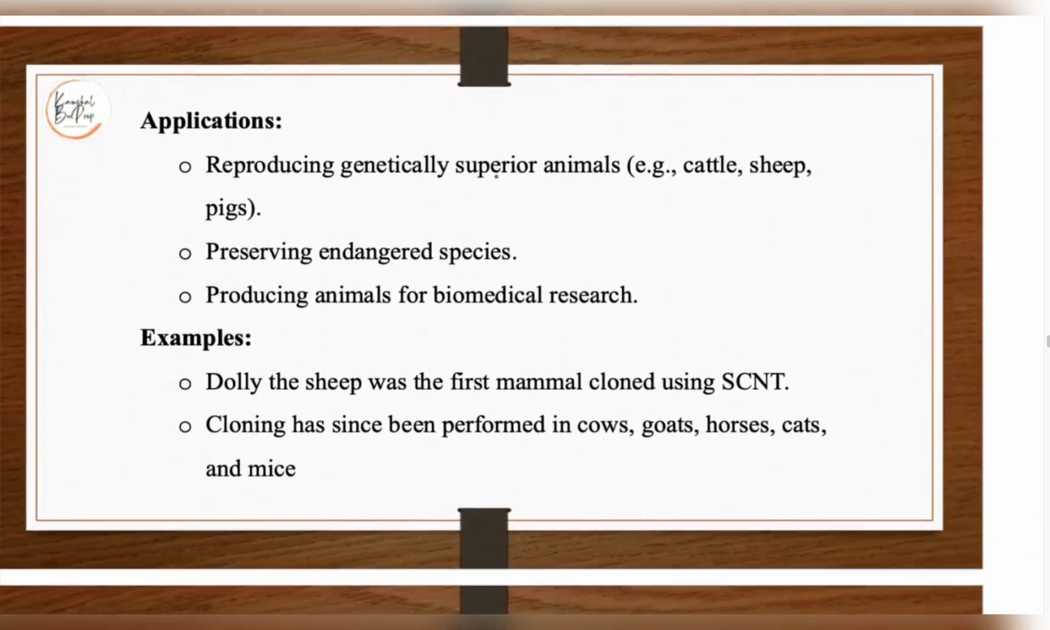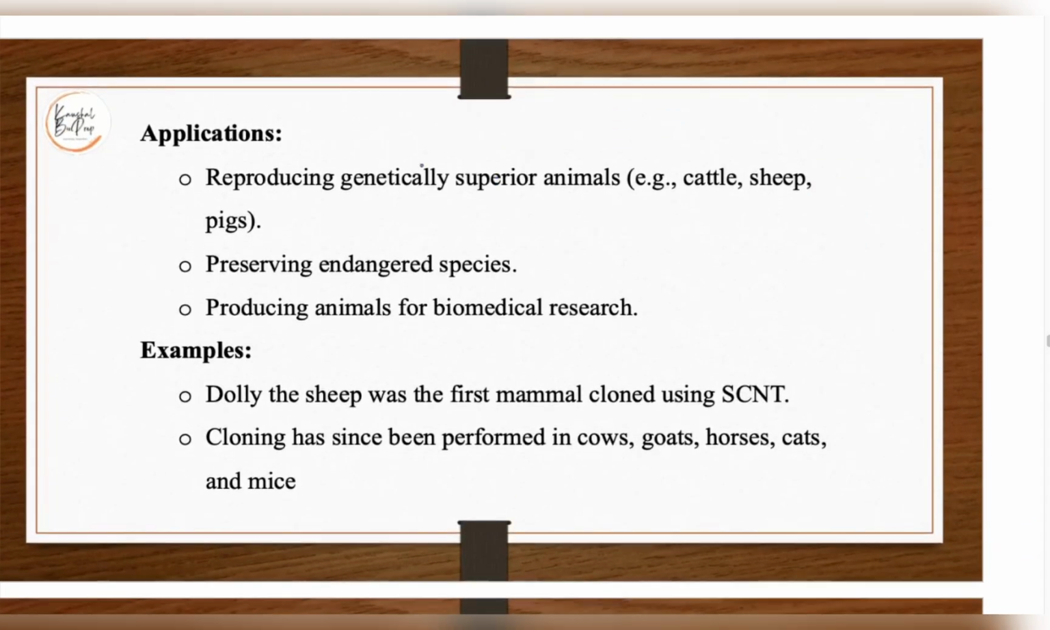Now what is the application of it? Reproducing genetically superior animals, this is the major thing. Even with cloning, but mainly with the transgenic, cattle and sheep and pigs with high quality meat, high quality milk, even more quantity of milk. The cattle produce more milk because that particular gene which is involved with that, you have either enhanced the expression of that gene, or you have just added that gene into the genome.